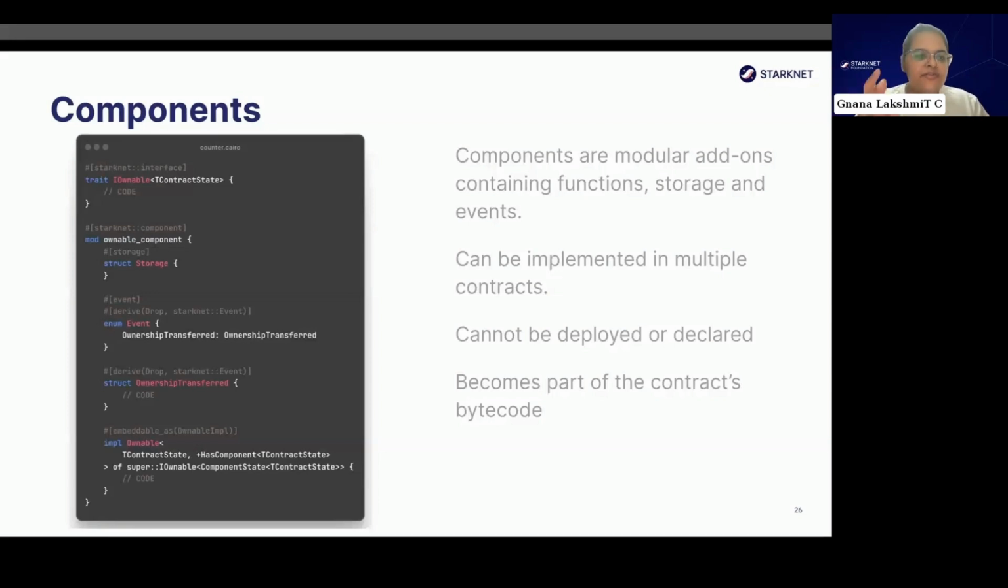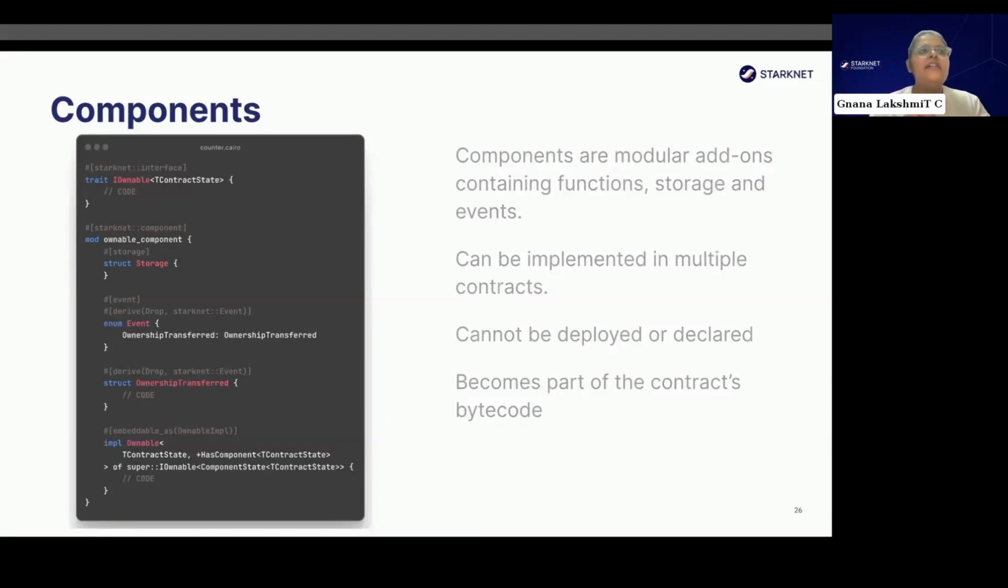Think of these more as libraries or key components for modularity. The way components look is very similar to the way a contract looks, but components are for the purpose of bringing modularity. So they can contain functions, storage, and events. And they are more like modular add-ons that you can use in your contract.